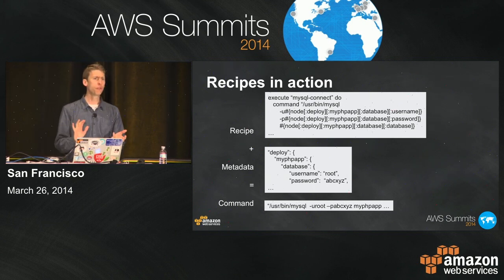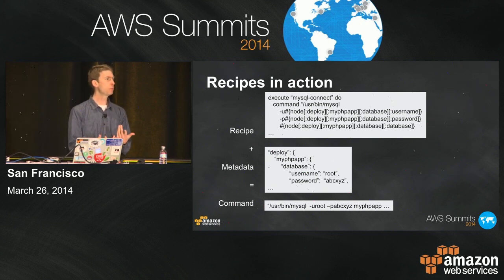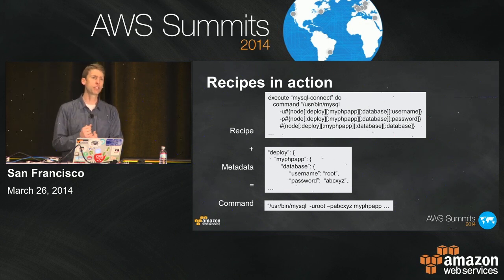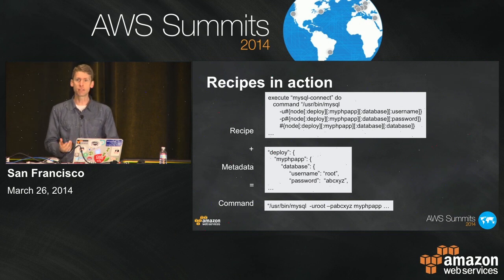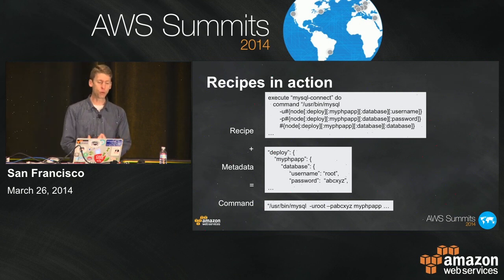So for those of you that haven't seen Chef recipes, just a quick primer on what a Chef recipe looks like. Basically, there's a couple different components to a Chef recipe. The first is the recipe itself, which is expressed in a Ruby-type syntax. And here we have a recipe that basically represents the connection string, which I'll use to connect to my RDS database. And then we have some attributes that are referenced in the recipe.